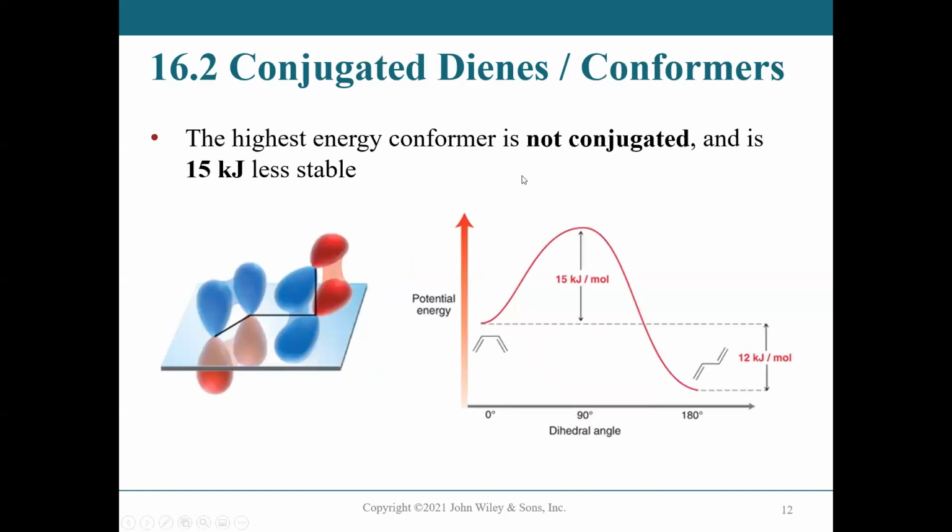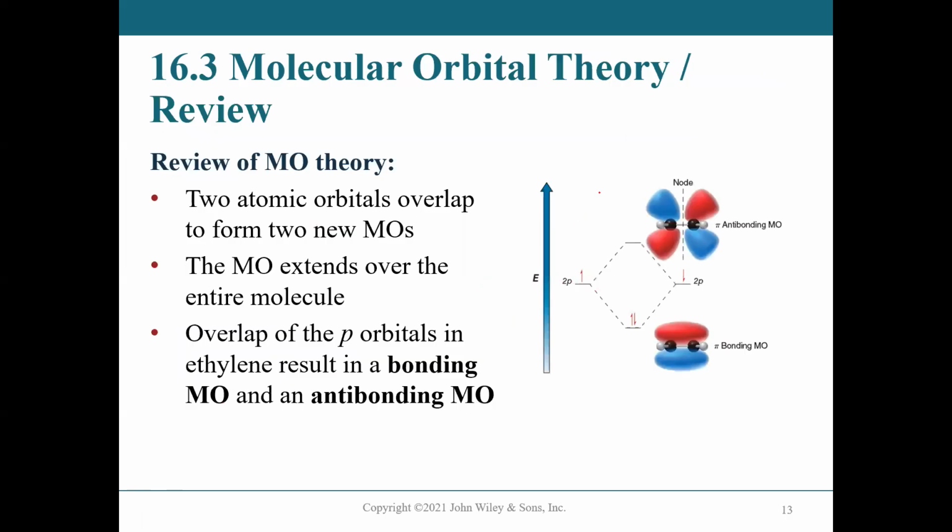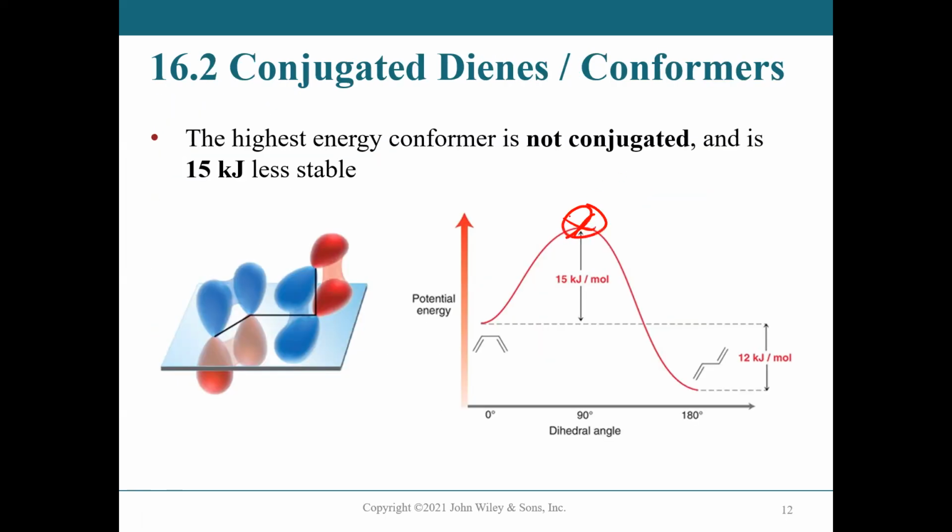It says the highest energy conformer is not conjugated. So you can see how this is not conjugated. And it's 15 kilojoules less stable. And the non-conjugated one is this one right up here. Maybe where I put this at right here.